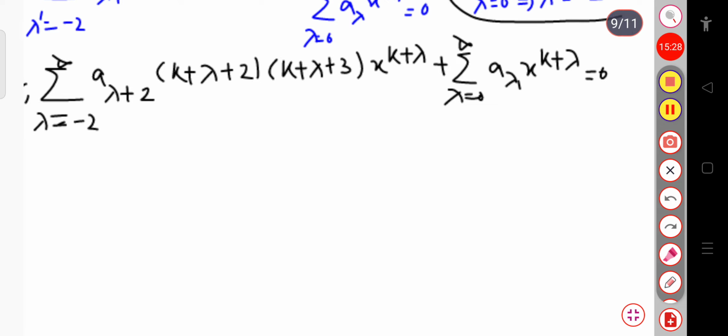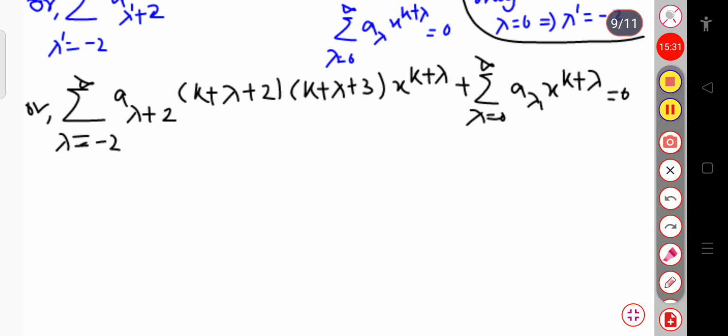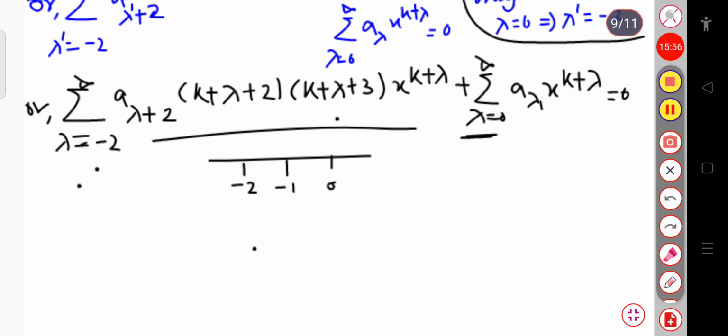Now you can see in the first term lambda varies from minus 2 to infinite. To take the first term and second term together, in the second term lambda varies from 0 to infinite. You know minus 2 on the number line, then minus 1, and after that 0 comes. Now I will substitute the minus 2 value in the total first term, then for minus 1, I will substitute lambda to be minus 1 and write the total expression for the first term, and then I can write the summation from lambda 0 to infinite for this whole term.